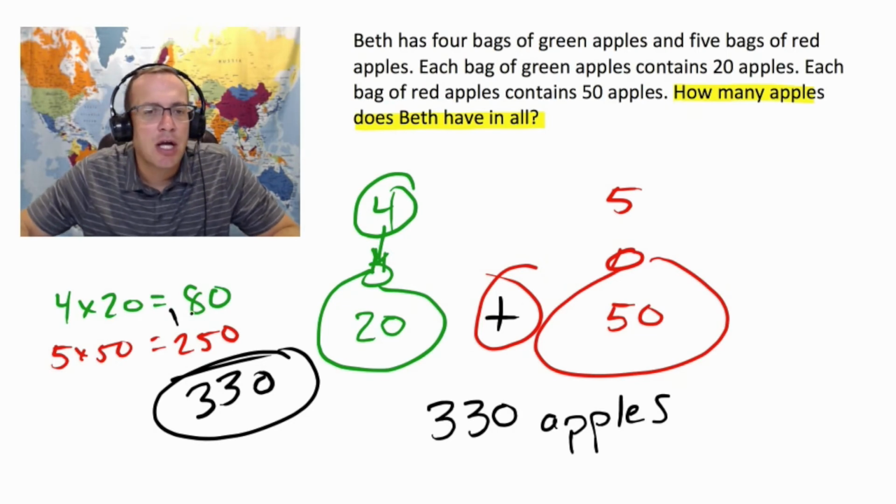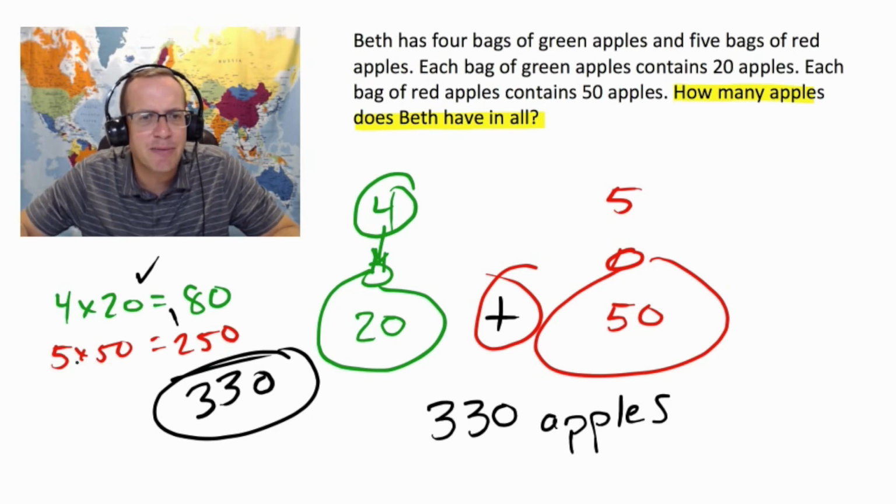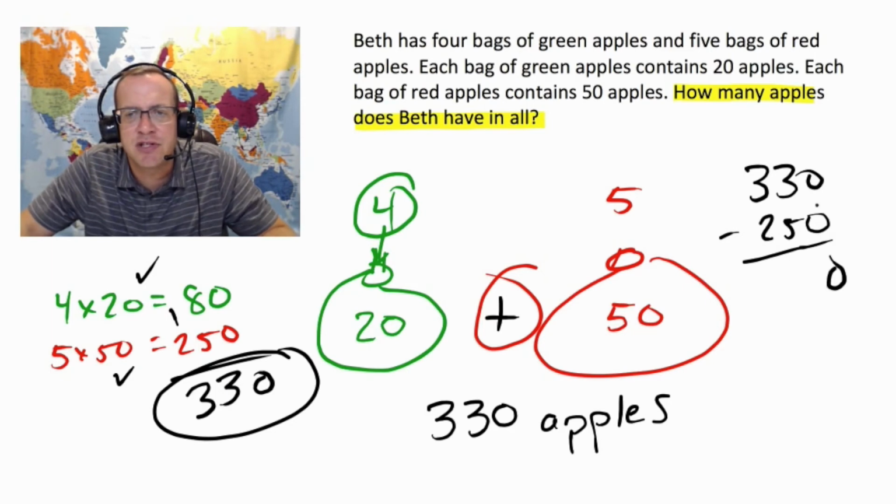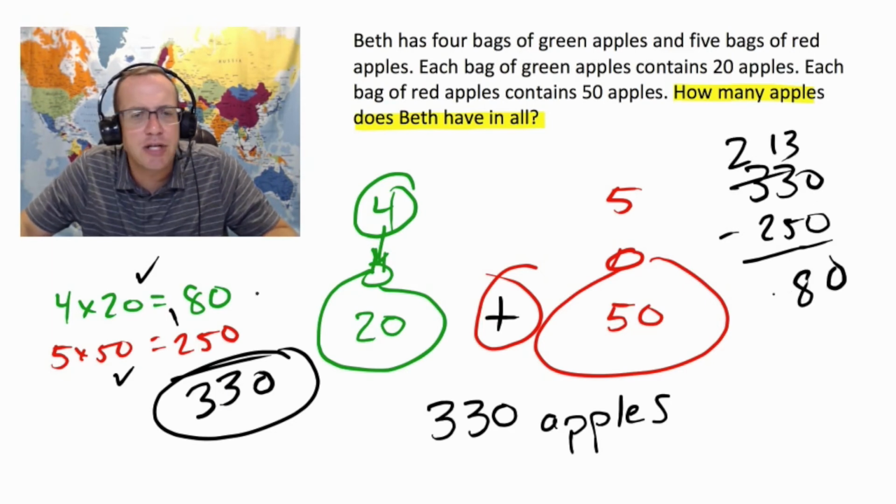Now we can check our math and say 80 divided by 4 is 20. That's good. 250 divided by 5 is 50. That's good. And then we can just look at this math again. So we could do 330 minus, say, 250, and it should give us 80. Let's see if it does. We have a 0, 2, 13, 8 here, and a 0. Yeah, it gives us 80.